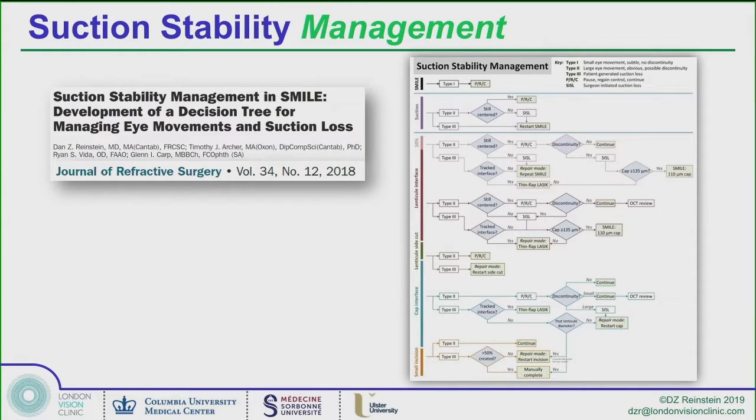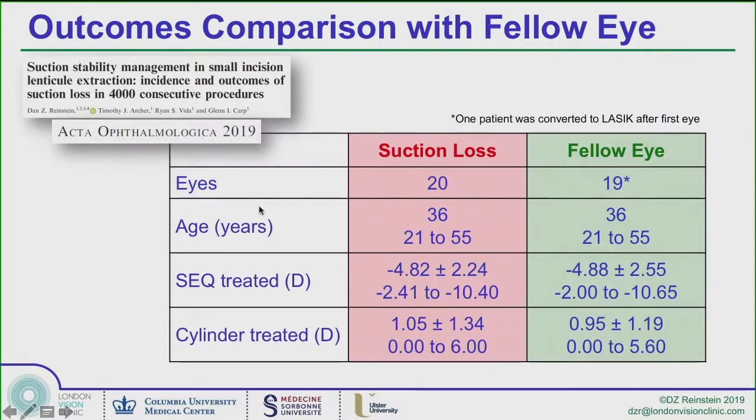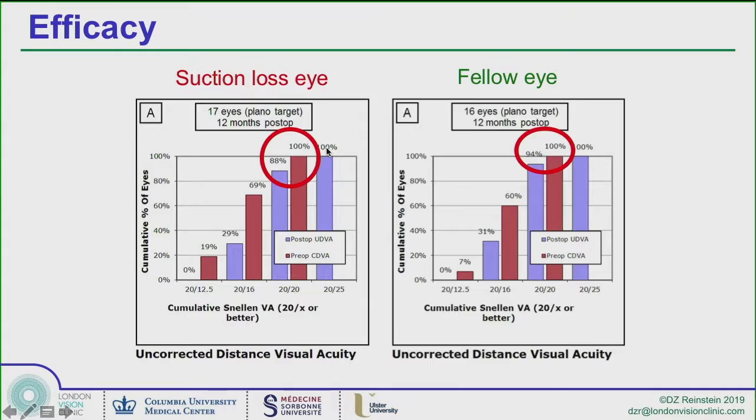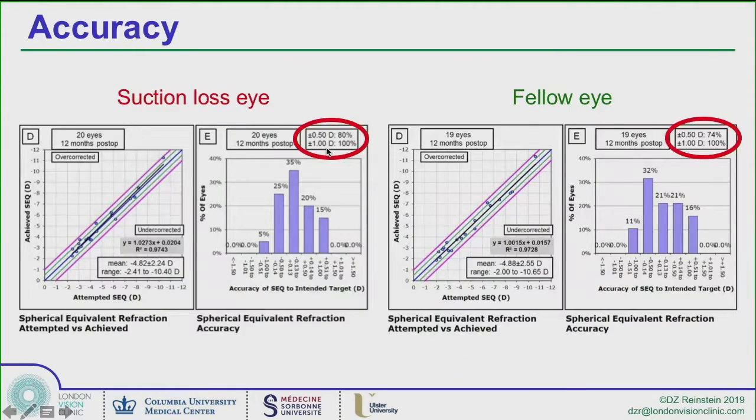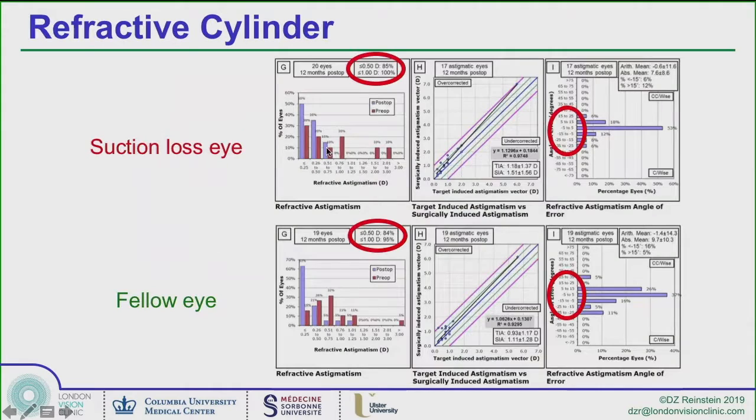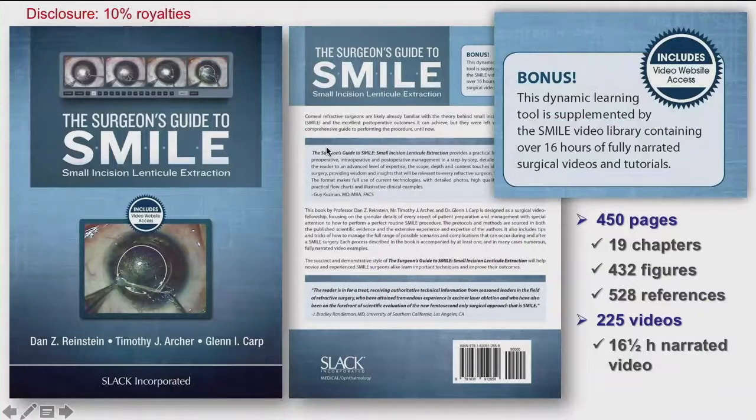Just to finish, I'll mention suction loss, which is thought to be the worst thing that could happen. In fact, we don't think of it as a complication. We think of it as a management issue. We've developed an algorithm which we've published, and we've published the outcomes showing that the outcome of the suction loss eye versus the fellow eye are identical, and the patient leaves the operating room the same day with treatment. There is no change in outcome.